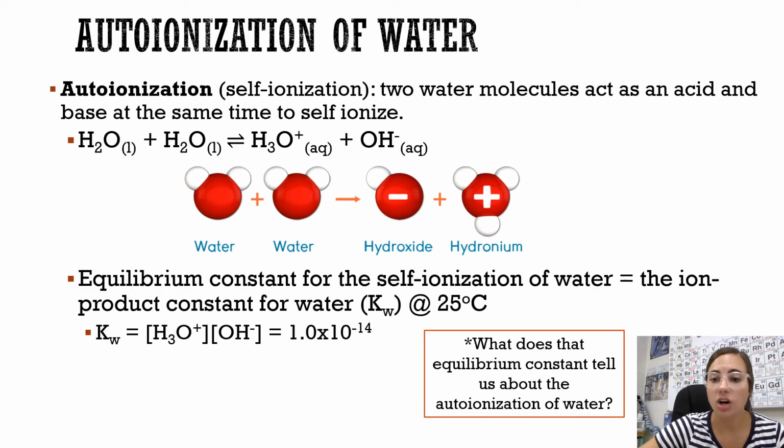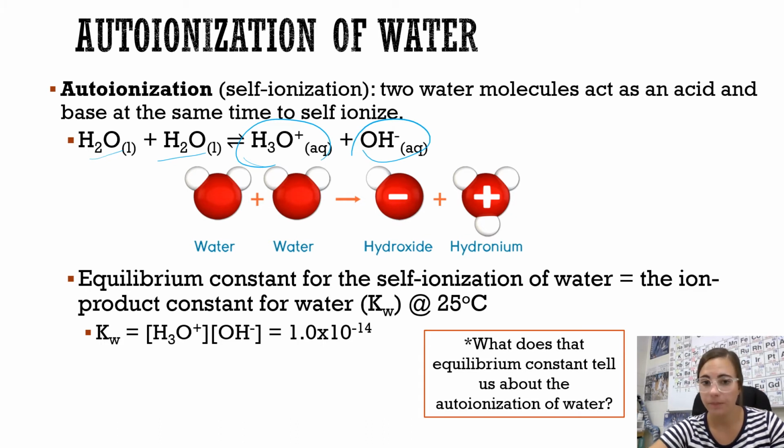So something we need to talk about now that we kind of know how acids donate a hydrogen and bases accept a hydrogen is something called the auto-ionization of water, or the self-ionization of water. So in any sample of water, water molecules can act as an acid and base, and one will donate a hydrogen and the other one will accept it. And so what happens is two water molecules create hydronium and hydroxide. And this is in an equilibrium.